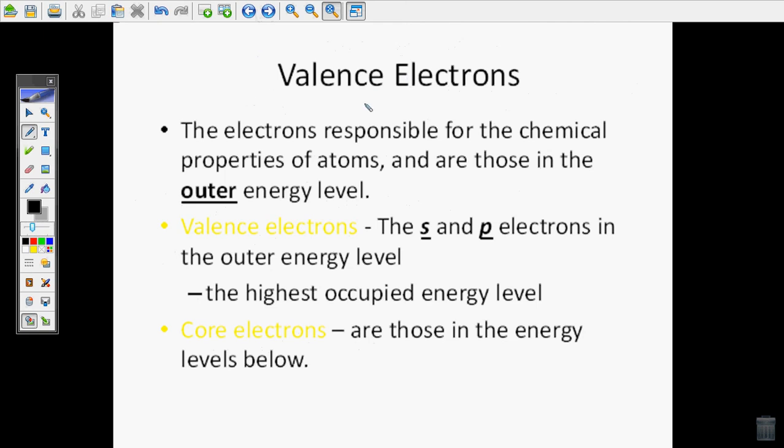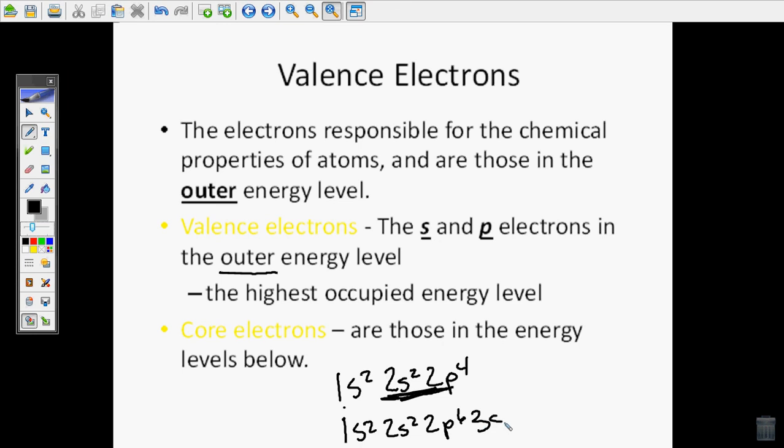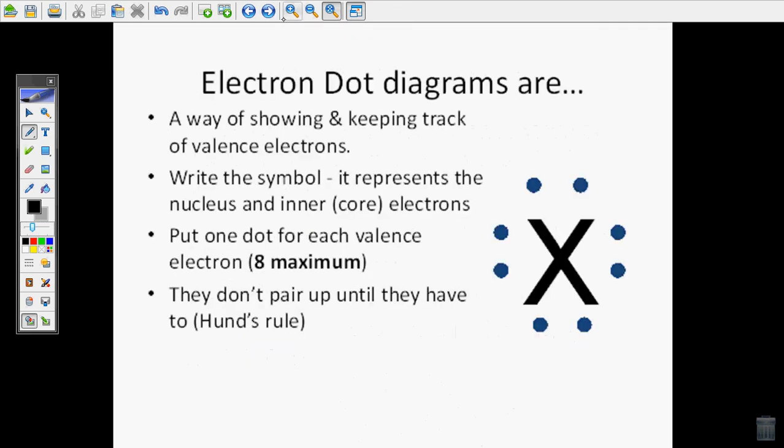Okay, valence electrons. These electrons are responsible for the chemical properties of an atom because they're in the outer energy level. They can react with things. Your valence electrons are your s and p electrons in the outermost energy level. So if I have 1s2, 2s2, 2p4, I have a 2 energy level and a 1. So this is my highest energy level. If I have 1s2, 2s2, 2p6, 3s1, 3 is now my highest energy level, so I have 1 valence electron.